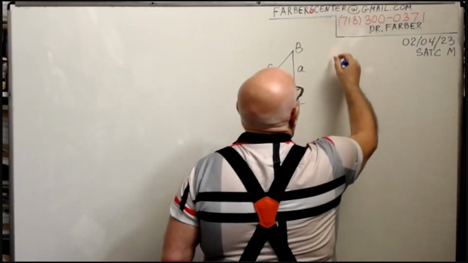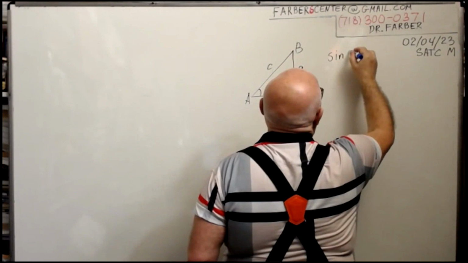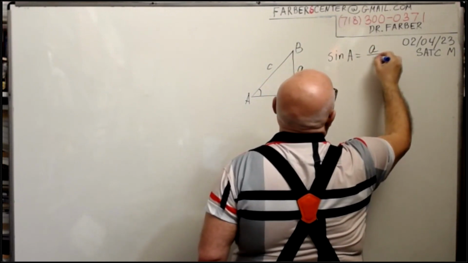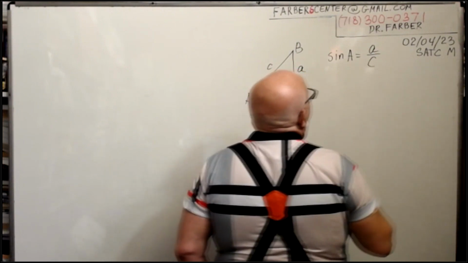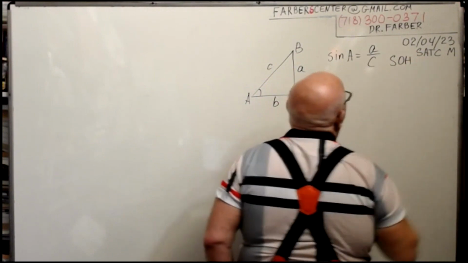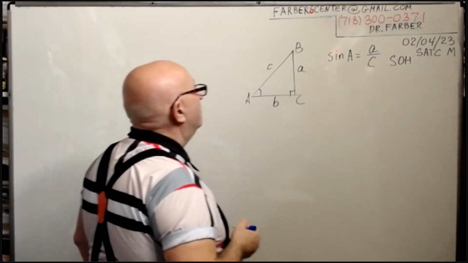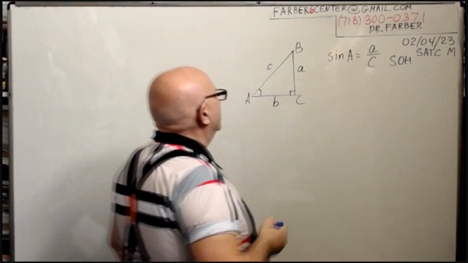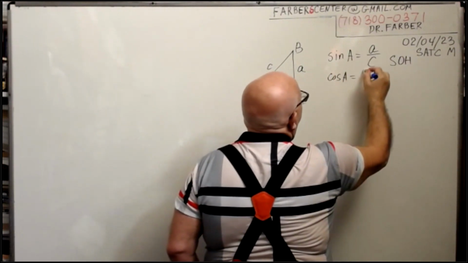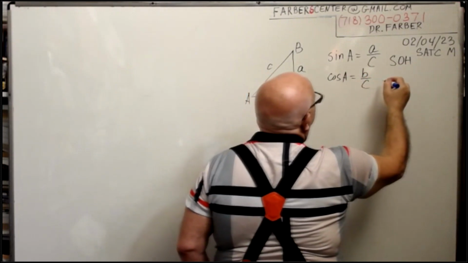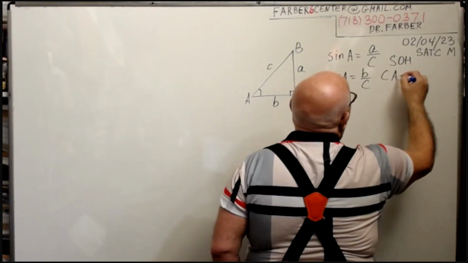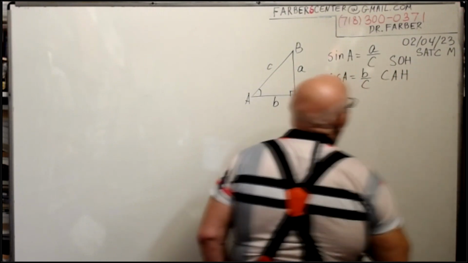So sine of A equals A to C. And you name it sine: opposite to hypotenuse, a mnemonic rule. Cosine of A is B to C. And cosine is adjacent to hypotenuse.